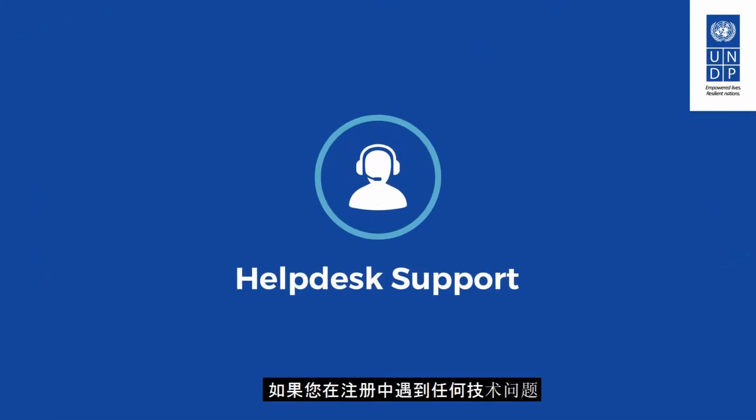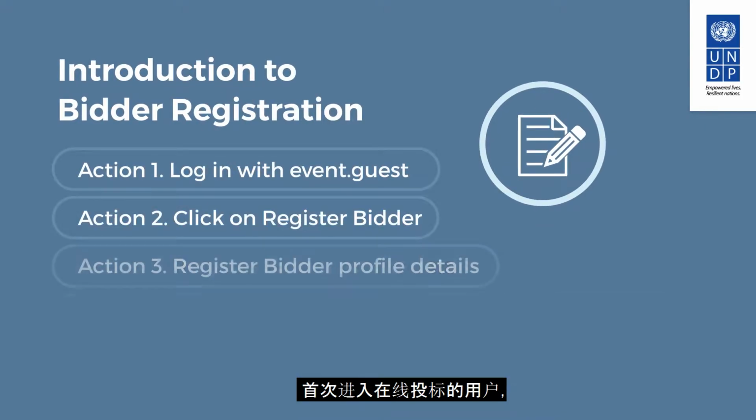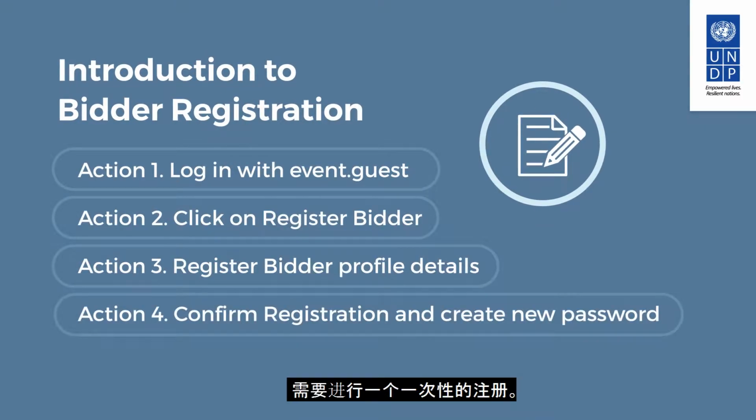If you experience any technical issues during registration and require further assistance, please contact the focal point of the Procurement Office as indicated in the solicitation document for the tender you wish to bid on. The first time a bidder enters eTendering, a one-time registration process is required. Bidders only register once and thereafter enter eTendering with their own username and password.